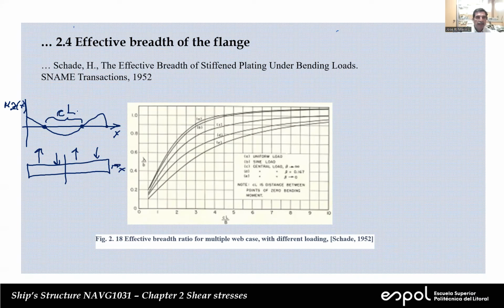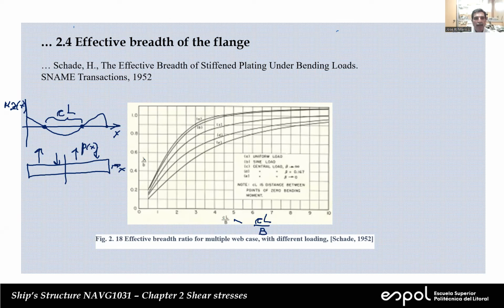So, of course, this CL depends on the distribution of the load. This depends on the P of X. So, according to the loading and according to the supports of the beam, you have the distances between points of 0 bending moment, what we call CL. And he divided by, this is large B, so this is CL divided by large B.